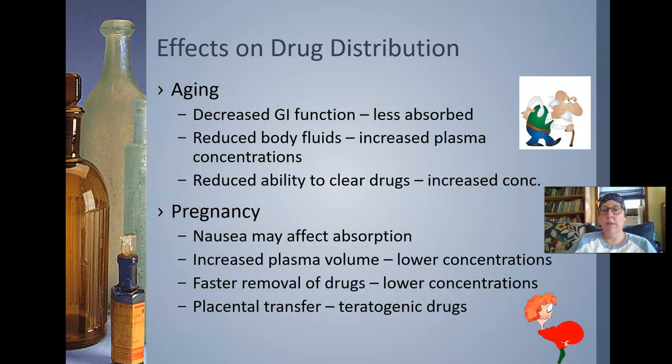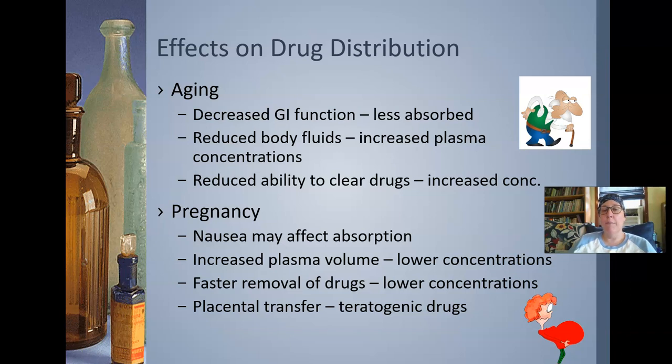So, things that can affect drug distribution. Aging has an effect on drug distribution, and pregnancy. So let's talk about aging. As patients age, their GI function decreases, so less of the drug is absorbed. They have reduced body fluids, as in they are basically chronically dehydrated, and so that could increase the plasma concentrations. And they have a reduced ability to clear drugs, which also can increase the plasma concentration of drugs because their liver is not working as efficiently as it did when they were younger.